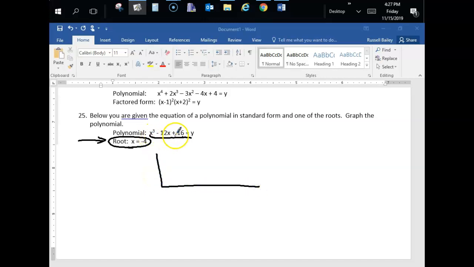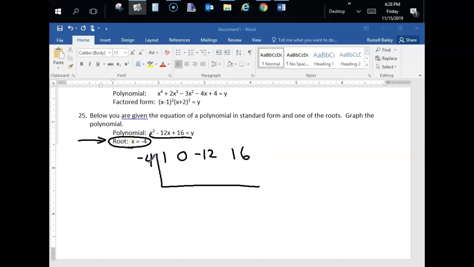We're missing a term here. You guys see how we're missing an x squared? So when I put these coefficients in, I'm going to put 1 for the x cubed, but since I don't have an x squared, I'm going to put 0 for that. And then -12 and +16. The root will go out here.